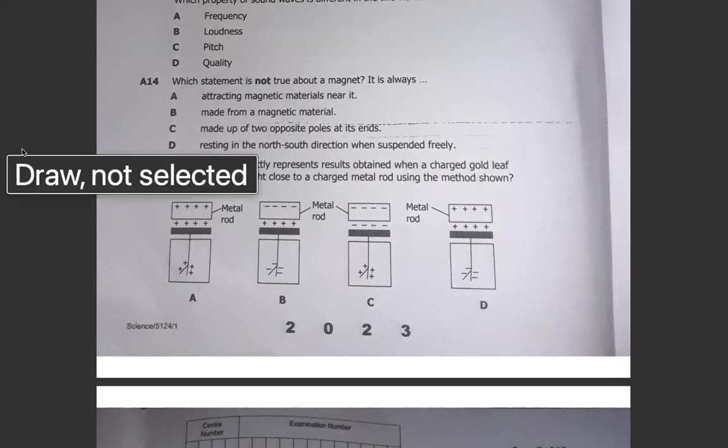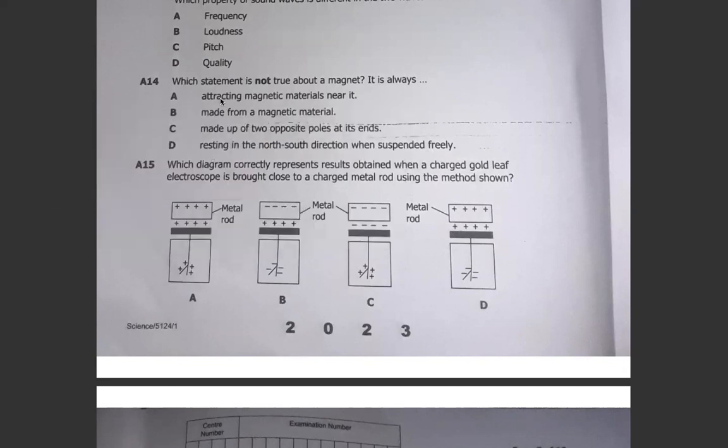The first one says a magnet attracts all magnetic material near it. This is very true. For as long as it's a magnetic material, it will be attracted. B says a magnet is made from a magnetic material. It's very true. How can you cook nshima from something that people don't eat?